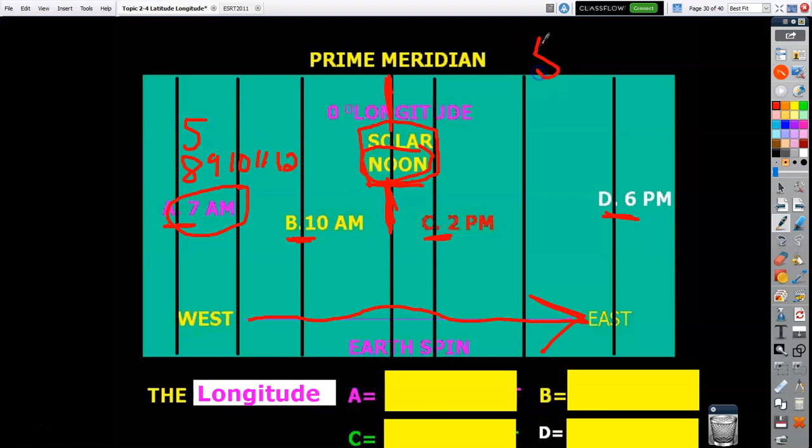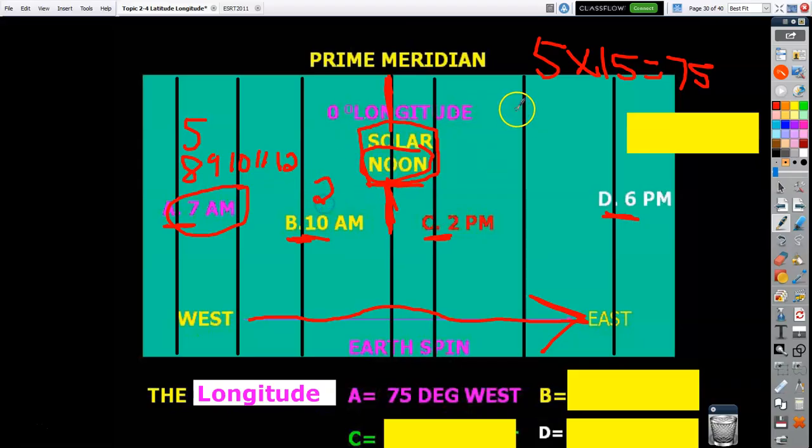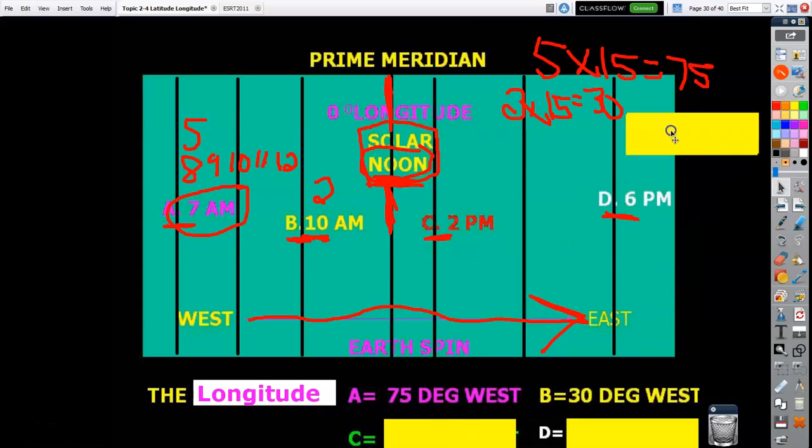I then multiply 5 times 15. I get my 75 degrees. And again, A is earlier in the day, right? Because noon is later, 7 a.m. is earlier. That means A would be 75 degrees to the west. Let's look at B. B is 10 a.m. So I say, all right, how many hours between 10 and noon? That's 2 hours. I do my multiplication, 2 times 15. That gives me 30 degrees. And again, 10 a.m. is earlier than noon. So again, I am to the west. So I'm 30 degrees west.